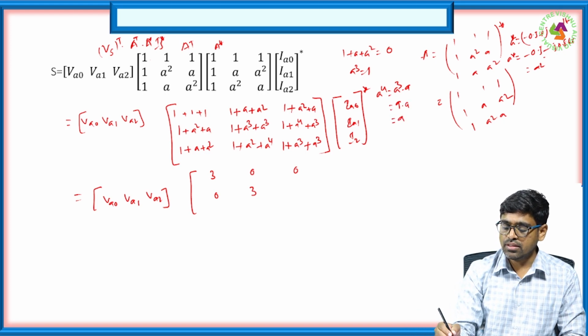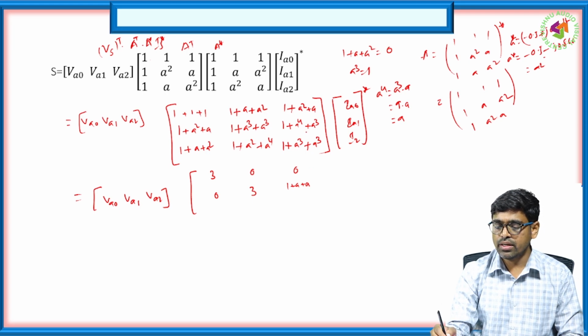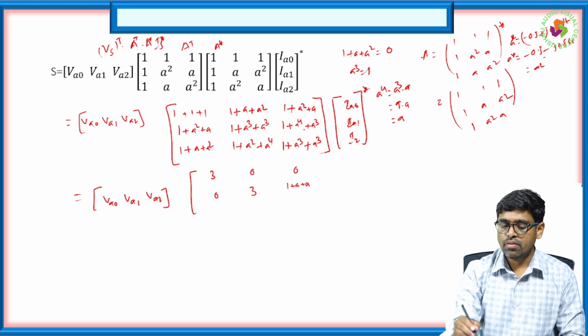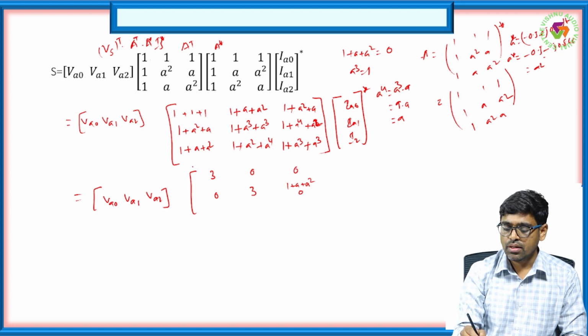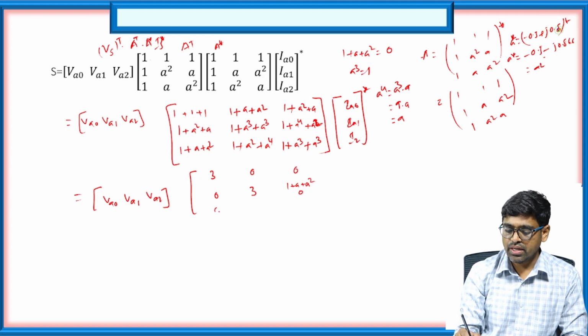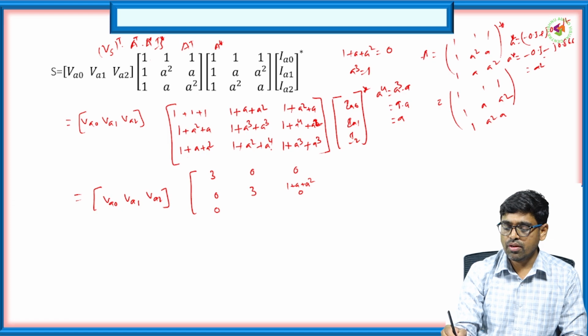Then you can get 1 plus A plus A cube, and again in the second relation we are getting 1 plus A power 4 plus A square. Sorry, it is A square. Then it is 1 plus A plus A square, so we can get 0. And this one is 1 plus A plus A square again 0. And 1 plus A square plus A power 4.